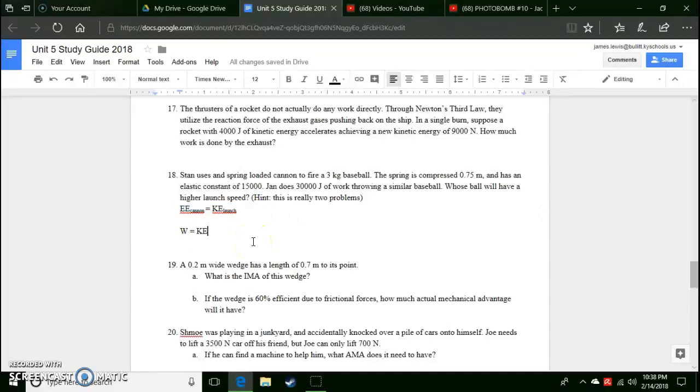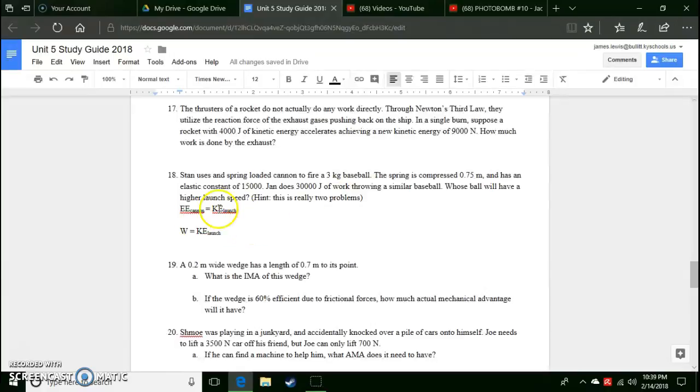So this is for Jan. She is going to just do some proper work, literally just throwing it. So she is taking her energy and putting it into the ball. That's what work is. Remember, it's a mechanical transfer of energy.